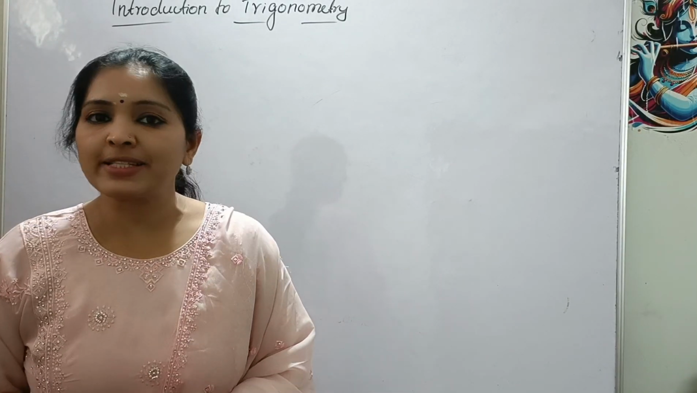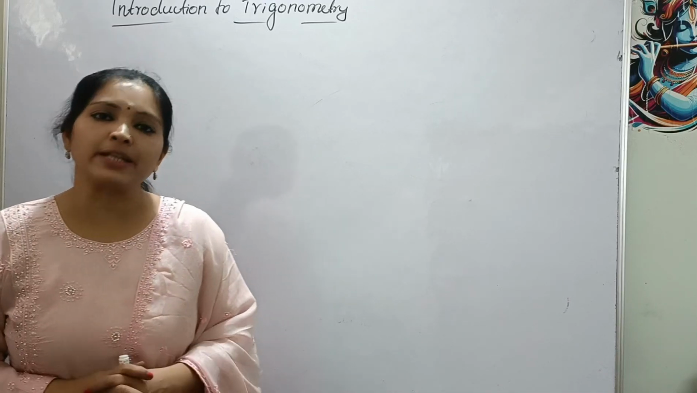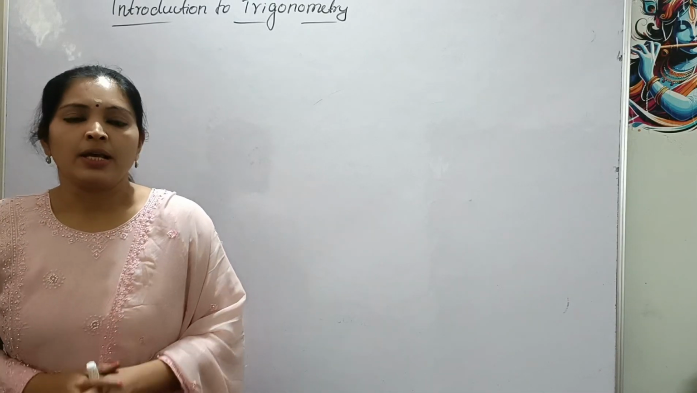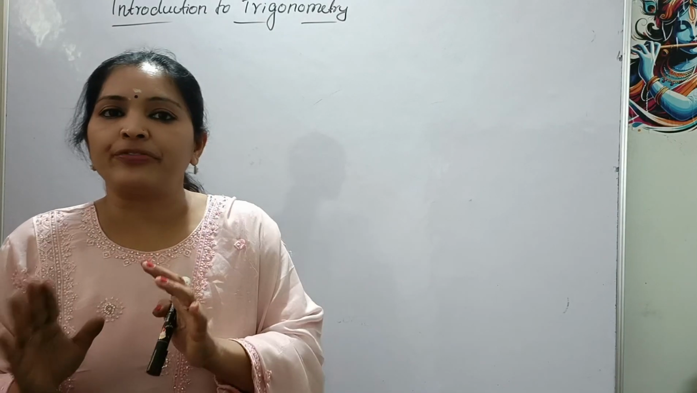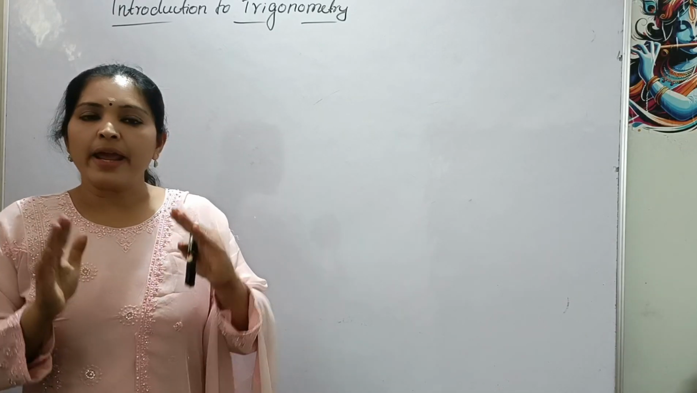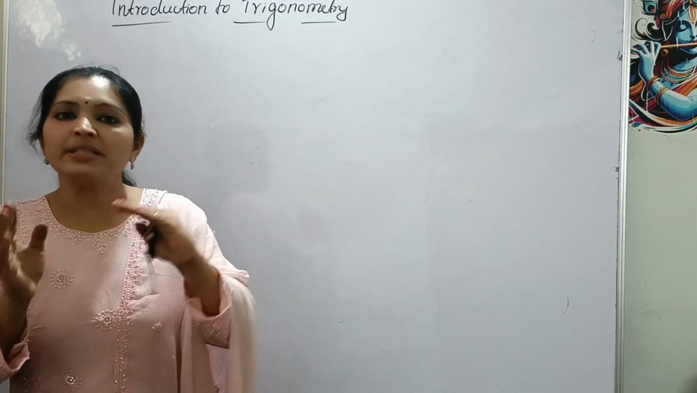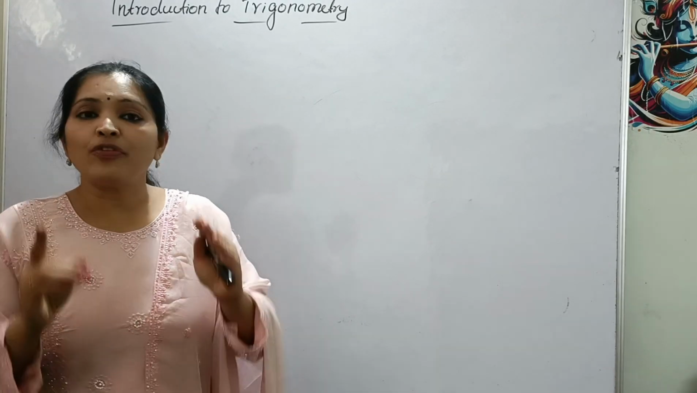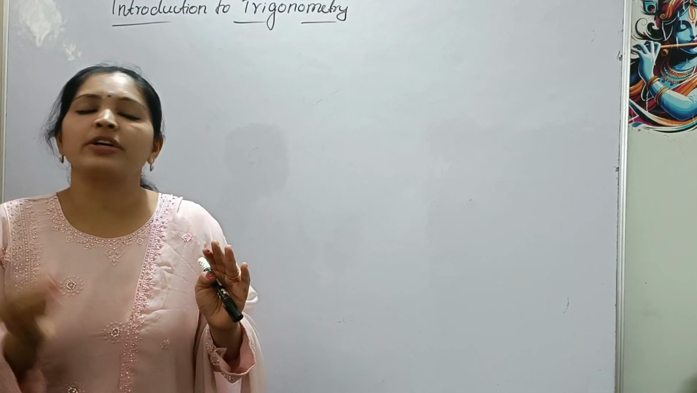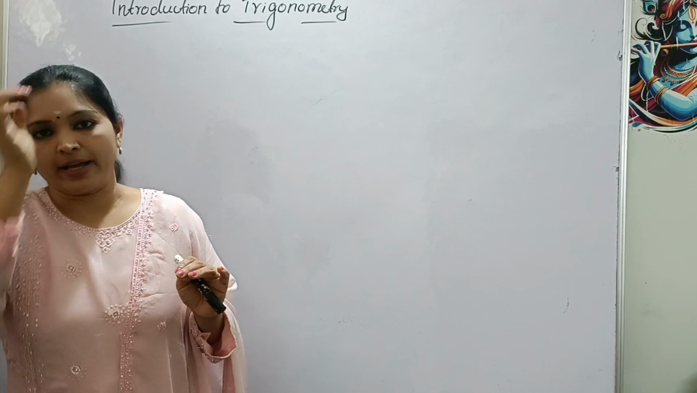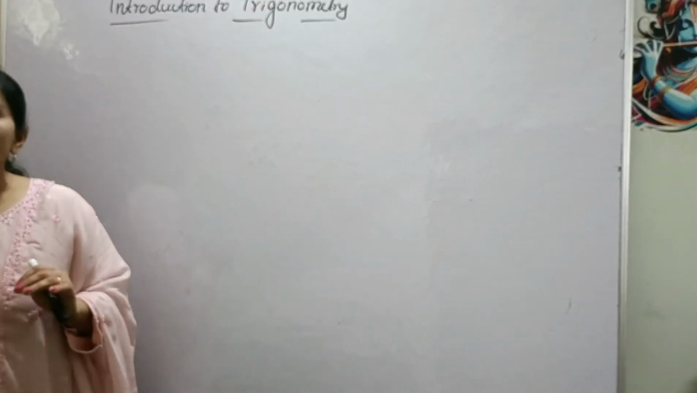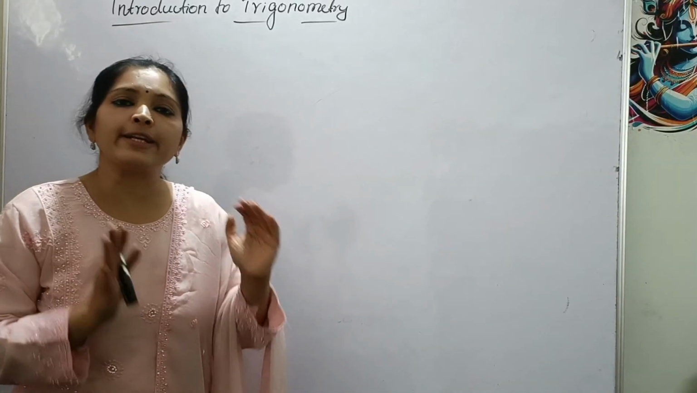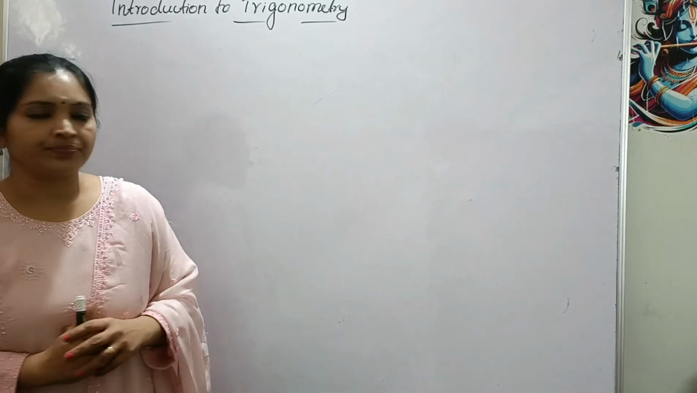Today's video is of Class 10 Mathematics Chapter 8 Introduction to Trigonometry. The word trigonometry is derived from three Greek words: tri, gon and metron. Tri means three, gon means sides and metron means measure. Therefore, trigonometry is the study of sides and angles of a triangle. So, in this chapter, we will study ratios of the sides of a right-angled triangle.